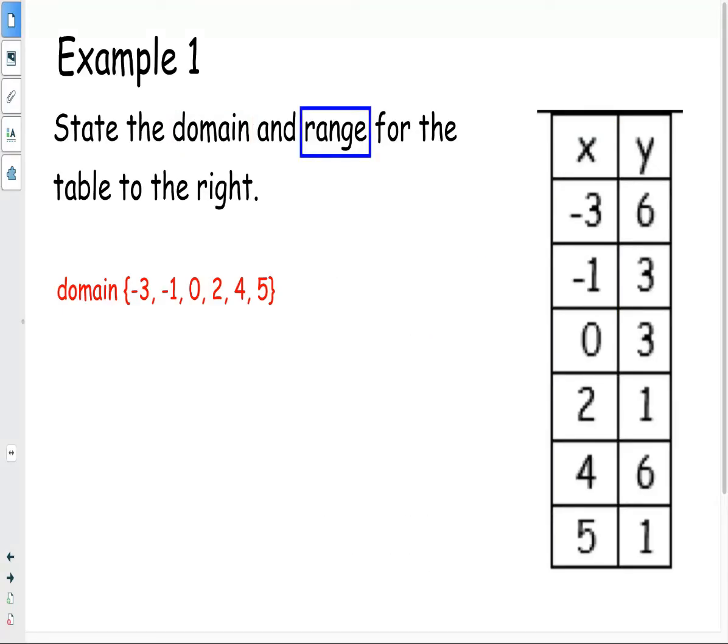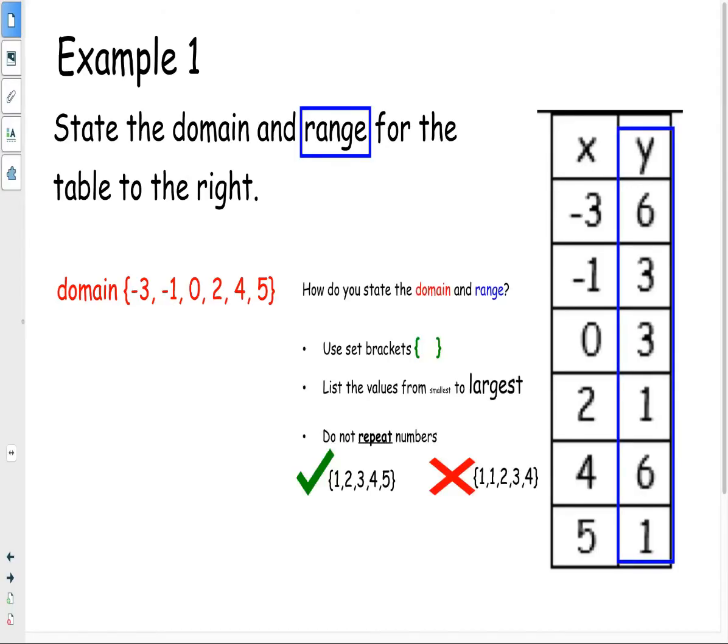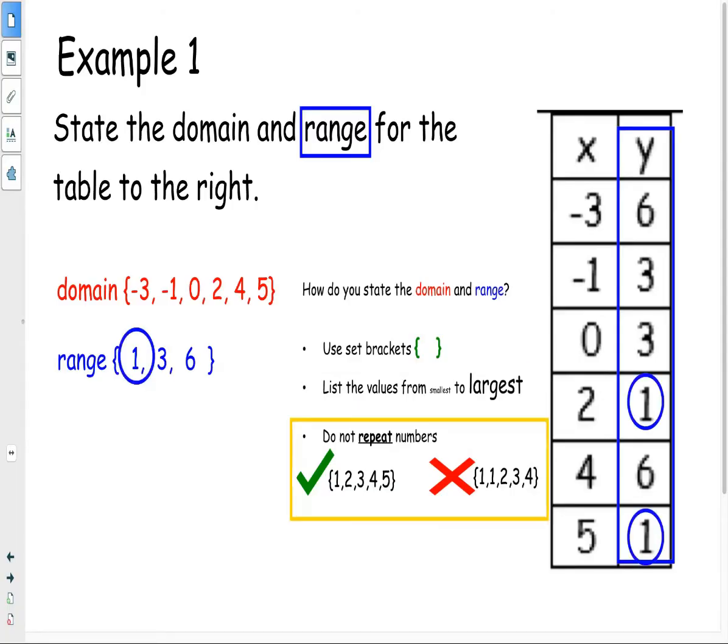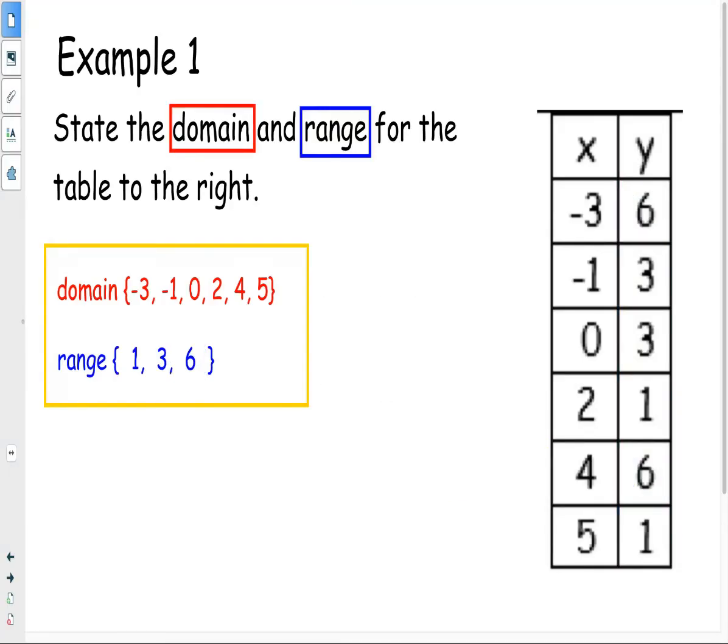Next, we're going to talk about range. What should you be thinking of? Y values. Checking our work, try your best with the range. We've got our brackets. Now we've got it listed from least to greatest, and we do not have any repeating numbers. This one had a lot of repeating numbers, but again, you just want your final answer to have all the numbers from least to greatest and no repeating values.